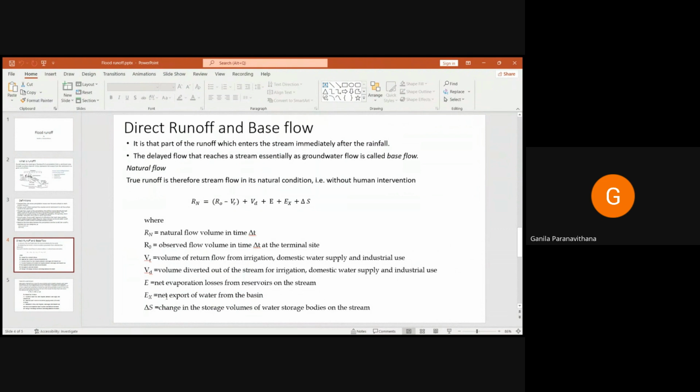Then Ex is the net export of water from the basin. Now, if somebody is sending water away from the basin, it is called Ex. Now, delta S represents the change in the storages of volumes of water store bodies. Let's say you have reservoirs or canals that store water that should be there in the river, that needs to be added to calculate the natural flow. So that is how they have created this equation.